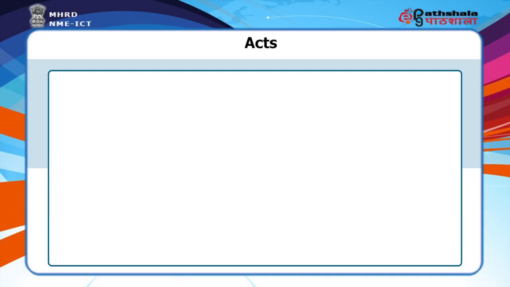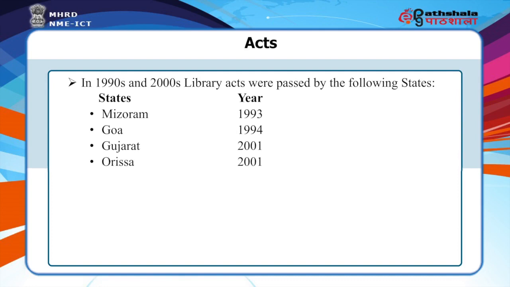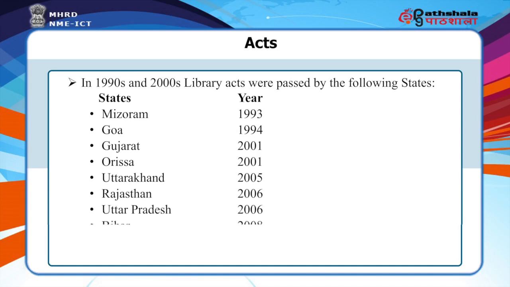During the period of the 1990s and 2000s, 10 states have enacted library legislation in India. These are Mizoram, Goa, Gujarat, Orissa, Uttarakhand, Rajasthan, Uttar Pradesh, Bihar, Chhattisgarh, and Arunachal Pradesh. However, none of these are in full operation. Let us look at the salient features and the structure of these public library systems.